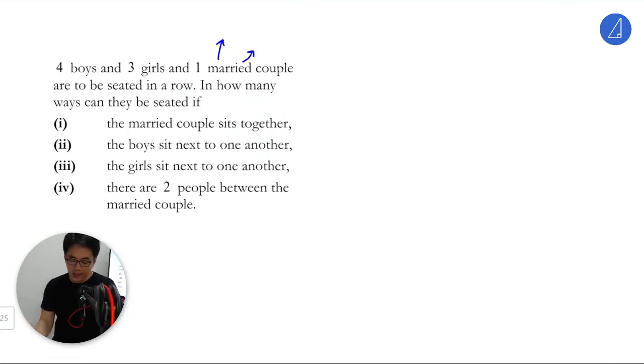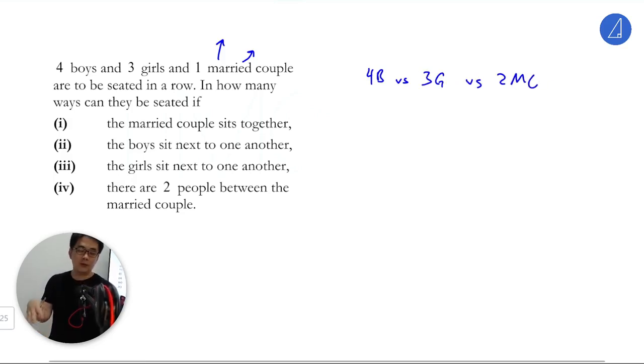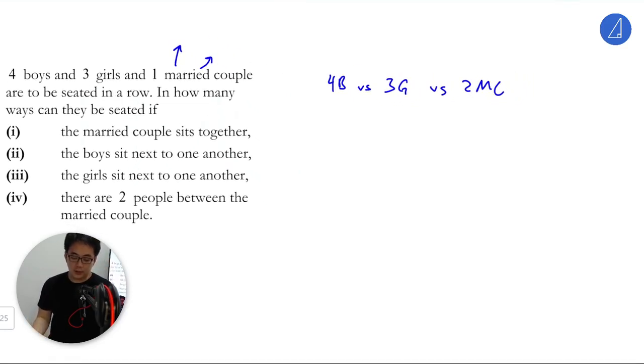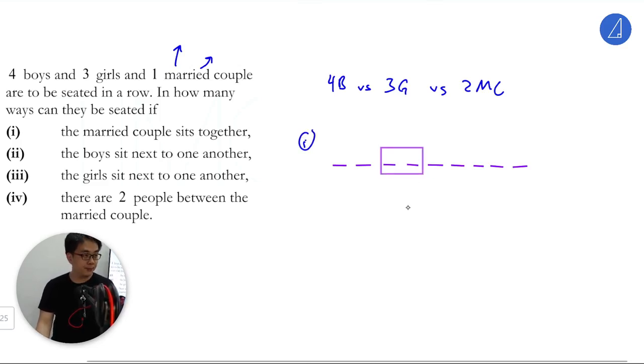So this is grouping. We have 4 boys, 3 girls, and 2 MC, the two persons from the married couple. Okay, so you want the married couple to sit together. So there are 9 of them, right? 1, 2, 3, 4, 5, 6, 7, 8, 9. So if you want to group them, hear me out very carefully. You group them like that. So when you arrange the rest, it's 1, 2, 3, 4, 5, 6, 7, 8. So there are 8 entities to arrange.